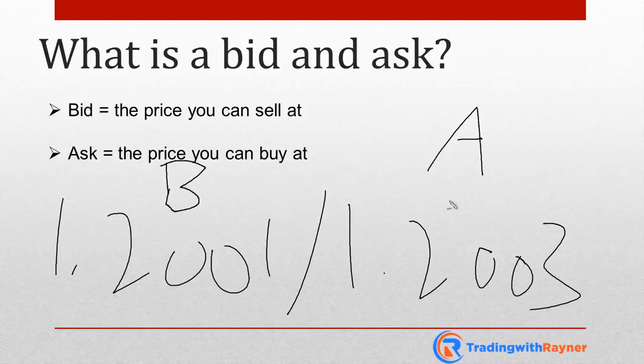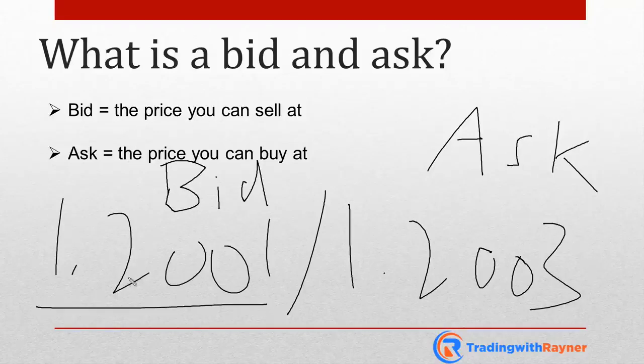So if you refer to what I just mentioned earlier, the ask is the price you can buy at. If you want to go long euro dollar right now, you want to buy euro dollar, this is the price you have to pay, 1.2003. If you want to sell euro dollar right now, this is the price that you can sell at, 1.2001. So this is what we mean by the bid and the ask, the price that you can buy at and the price that you can sell at.